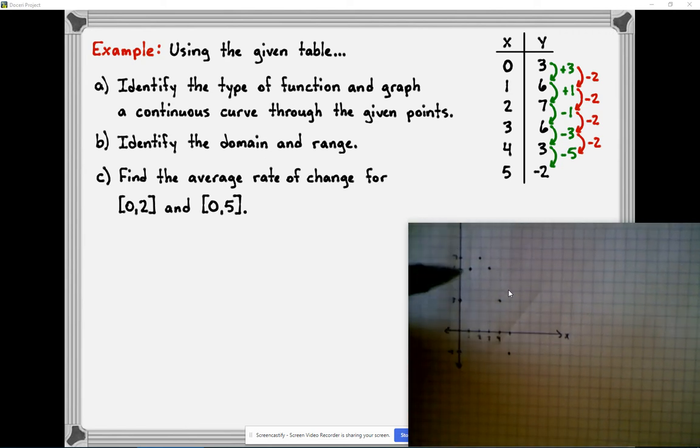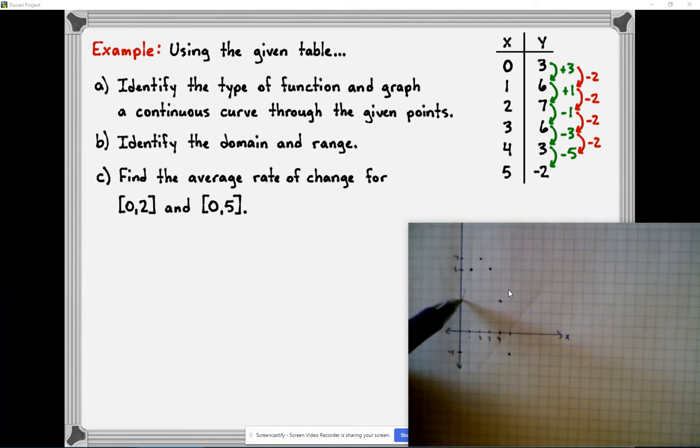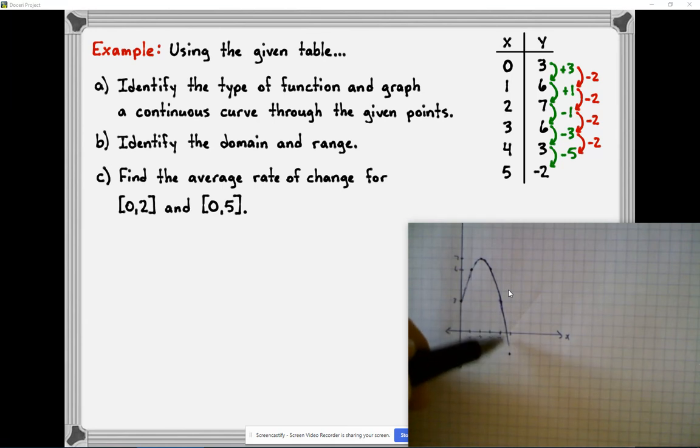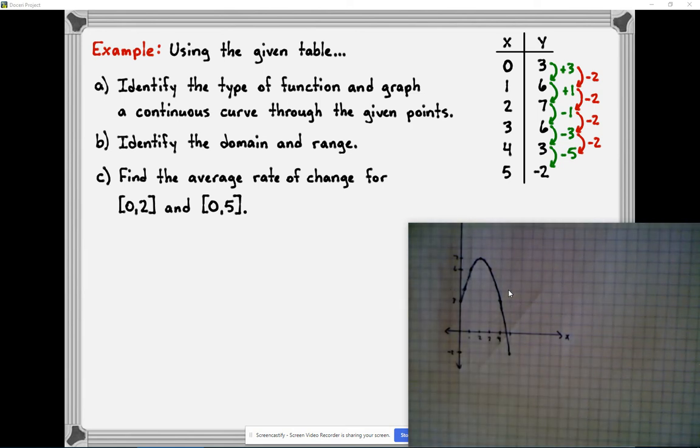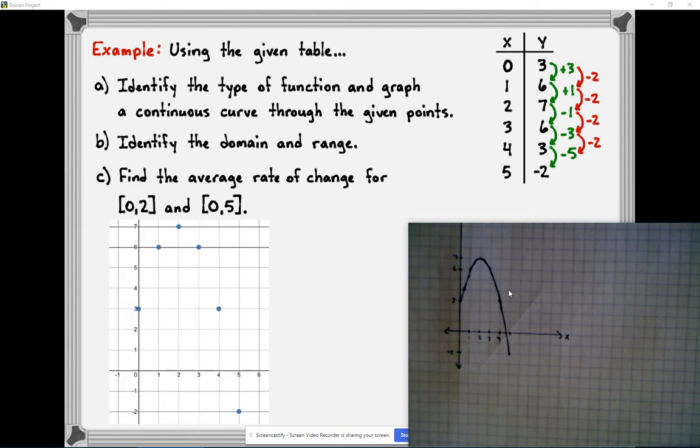All right, so we can see this parabolic shape here. Now, I can't draw a perfect parabola, but I'm going to connect the dots the best way I can. I find that by connecting with small little lines and picking up your pencil and going back and forth, it is going to make a smoother shape than just trying to consistently draw it dot to dot. So just little sketching, basically. So we can see this parabola taking shape here. That's pretty cool. So A is done. Identify the type of function: it's quadratic, and graph a continuous curve through the given points.